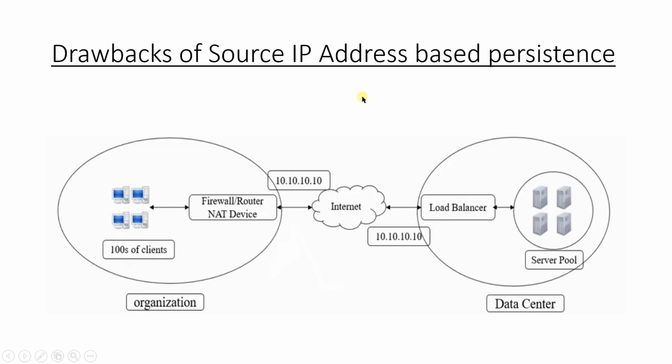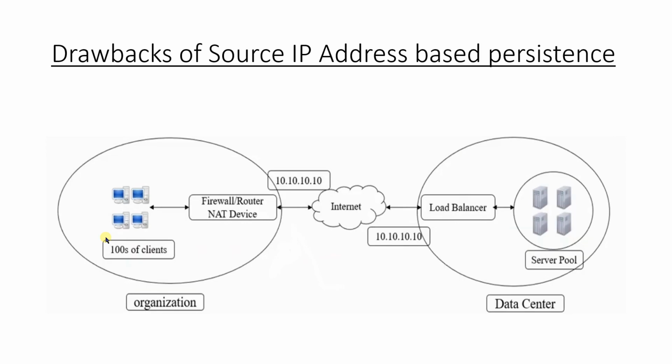Since all these clients will reach this server pool with the same public address, the F5 load balancer appliance won't be able to differentiate all these clients on the basis of IP address. And so the source IP address based persistence fails over here.